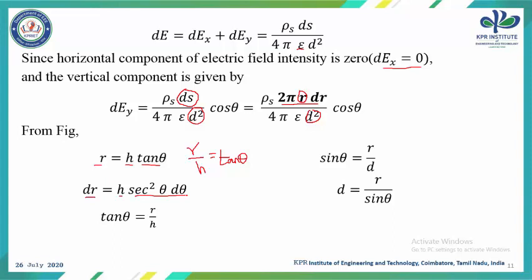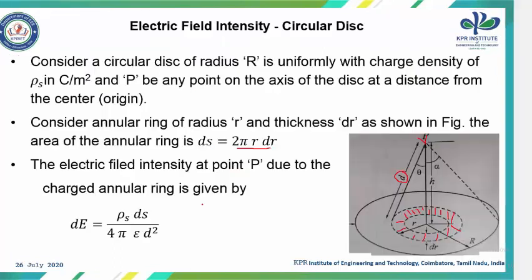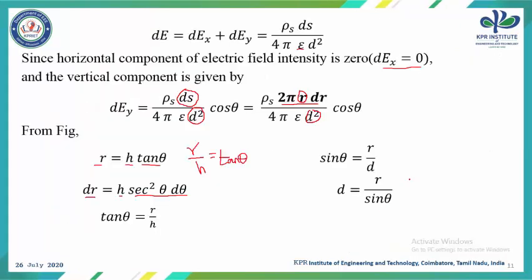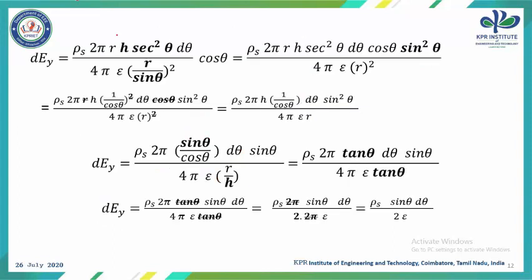Now from the figure find sin theta. What is the formula for sin theta? Opposite by hypotenuse. What is the opposite? r. The hypotenuse is d. So sin theta equal to r by d. From this we find d. d is equal to r by sin theta. Yes, now you have found this d value and r value. Substitute these values here. Now I have substituted here and also substituted here. Clear?